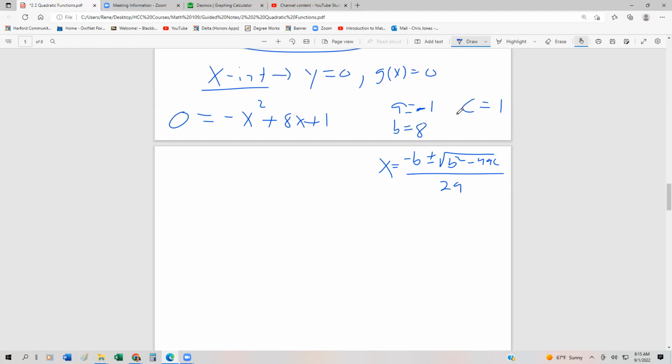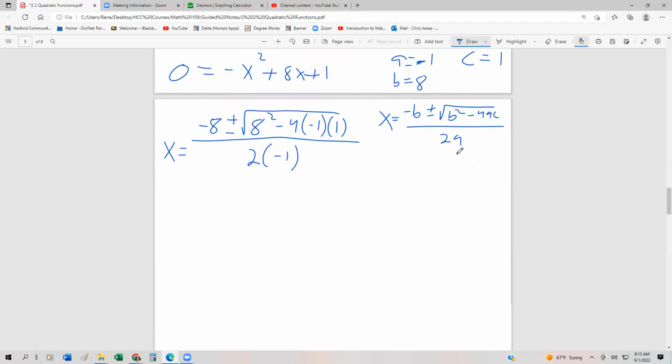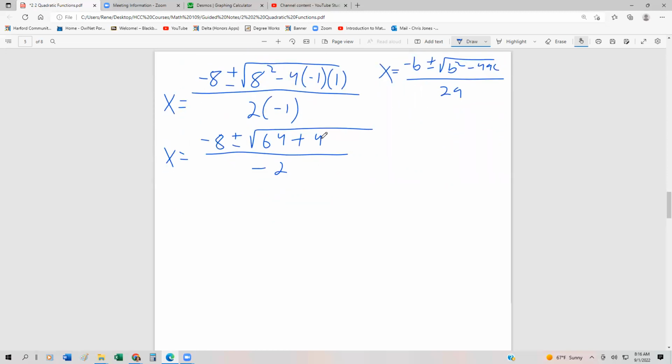Keeping those in mind, then x is going to be equal to the opposite of 8 plus or minus the square root of 8 squared minus 4 times negative 1 times 1, and we're going to divide that by 2 times negative 1. Just throwing everything in. Now we're going to simplify. So x is going to be negative 8 plus or minus the square root of 8 squared, which is 64, and 4 times negative 1 times 1 is going to be negative 4. In the denominator, we have negative 2. And so this just becomes 68.